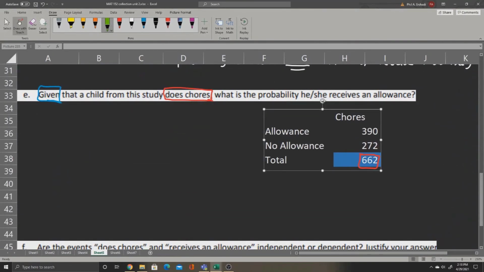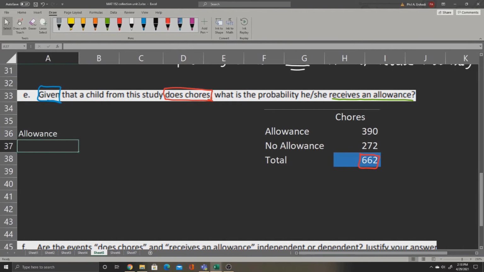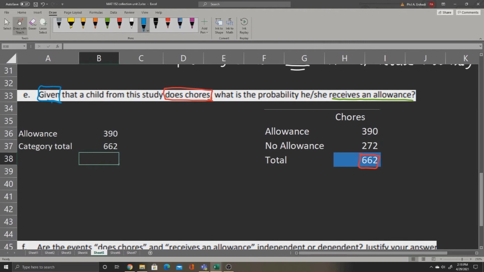Now we are being asked about the probability that the child receives an allowance. So within this category, let's look at the number of children who do receive allowance, and we'll get the category total as well. We can see there are 390 who receive an allowance, and the category total is 662. Again, we're not using the overall total because of the word given. I'll write this again just for good measure.